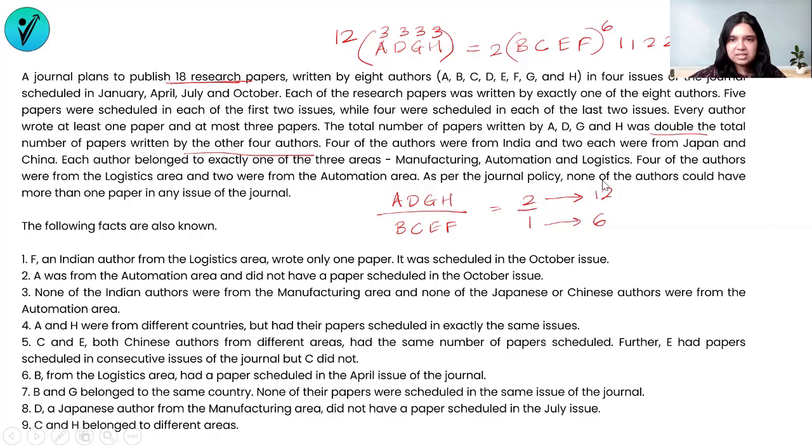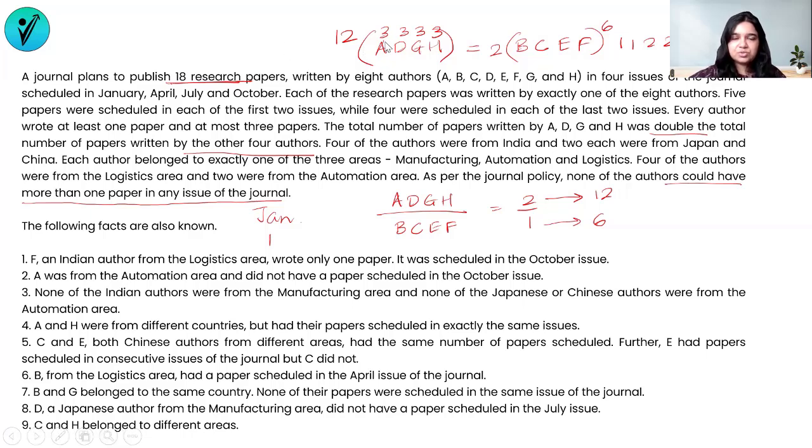As per the journal policy, none of the authors could have more than 1 paper in any issue of the journal. What does that mean? If your paper is published in the January issue, you can publish only 1 paper. You cannot publish more than 1 paper in any of the issues, right? Which means, for example, A has published 3 papers. So if a person can publish only 1 paper in a single issue, it means that A's 3 papers must have come in 3 of the 4 issues, 1 each. You cannot have more than 1 paper in each issue.